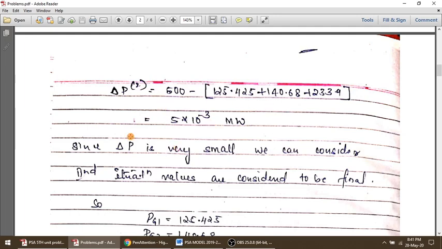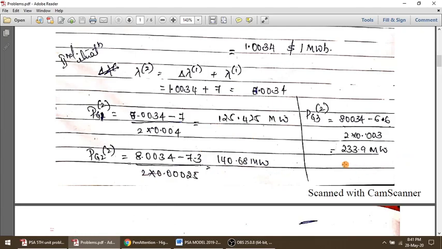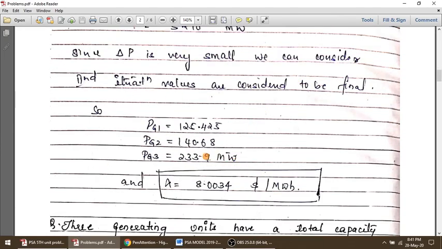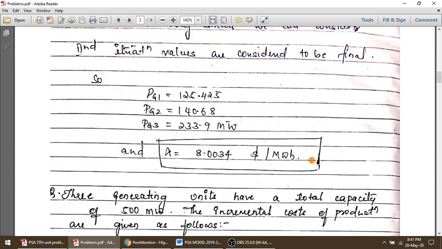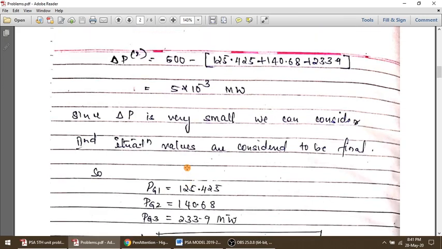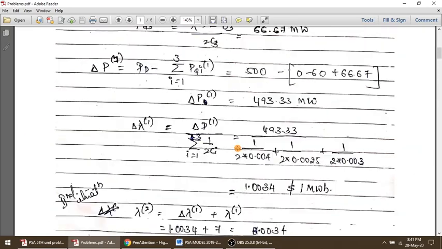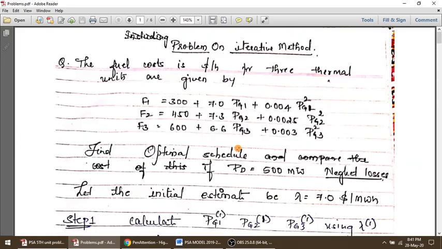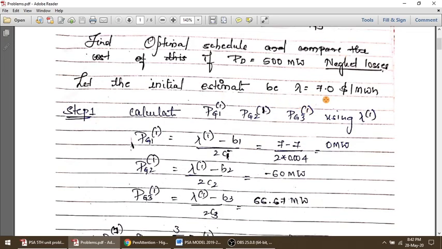But here we have already got a very small delta P, so we don't have to go for the next iteration. Whatever values we have got will be considered as the final ones, and the corresponding lambda value will be the incremental fuel cost for the system. If you want more accuracy you can go for the third iteration, where the delta P value will come less than 5 into 10 to the power minus 3. So this is how the iterative problem will be solved. The only thing you need to keep in mind is to first calculate the power output for the given initial estimate value of lambda.